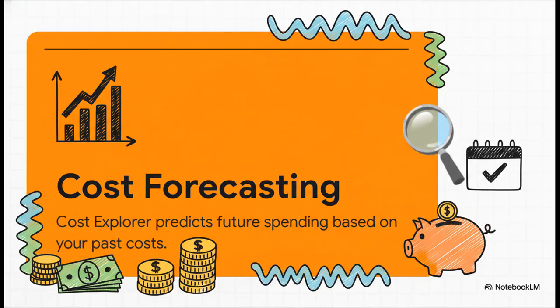So, cost forecasting. It's basically like having a crystal ball for your cloud spend. Seriously. Cost Explorer uses machine learning, looks at all your past usage data, and then projects what you're probably going to spend in the future. This is amazing for budgeting, for avoiding those nasty end-of-month surprises, and for just showing your boss that, yeah, you've got this totally under control.